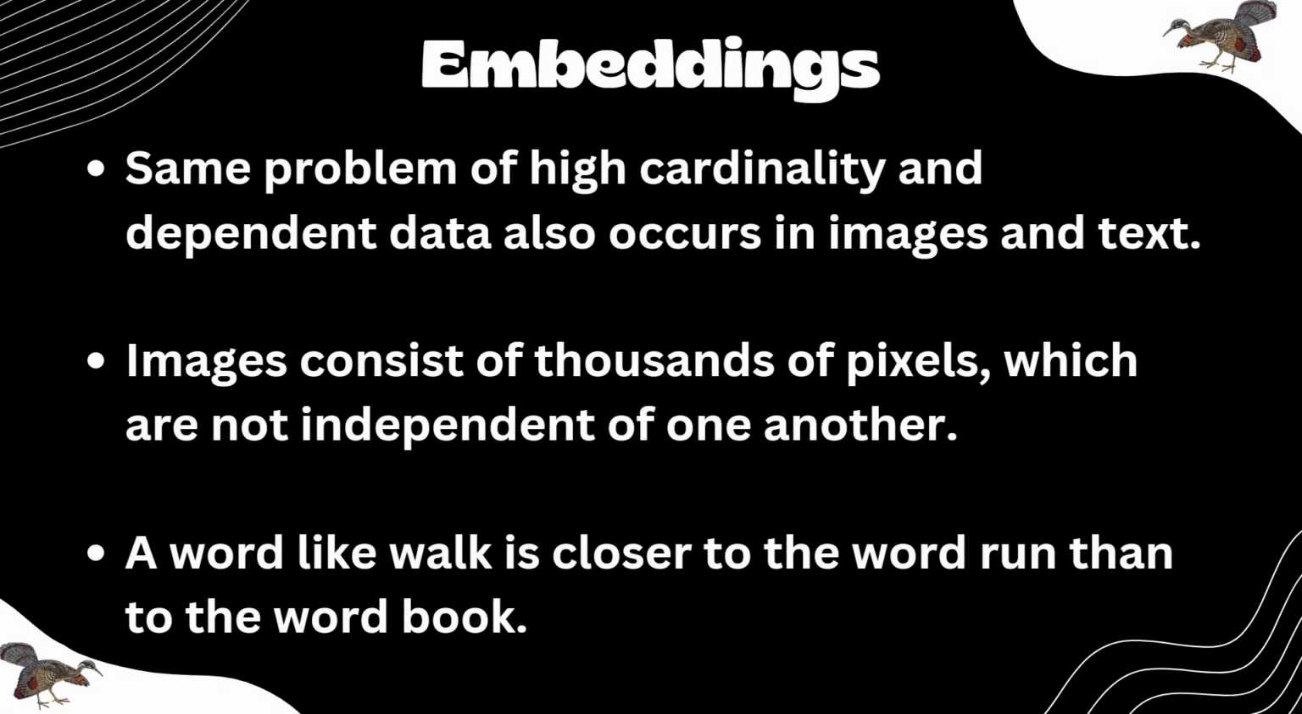The same cardinality issue exists in images, since an image consists of thousands of pixels, and not all of them are independent of each other. There are relationships that link the pixels, such as neighboring pixels having similar values. If we look at text, we'll find that certain words are also related to each other, while others are not. For example, the word walk is closer in meaning to run than it is to book.